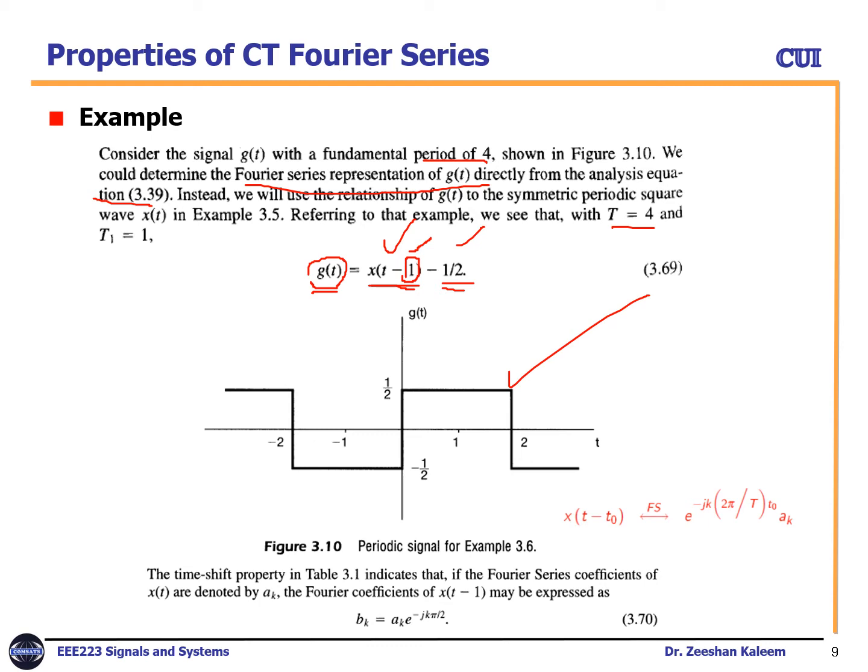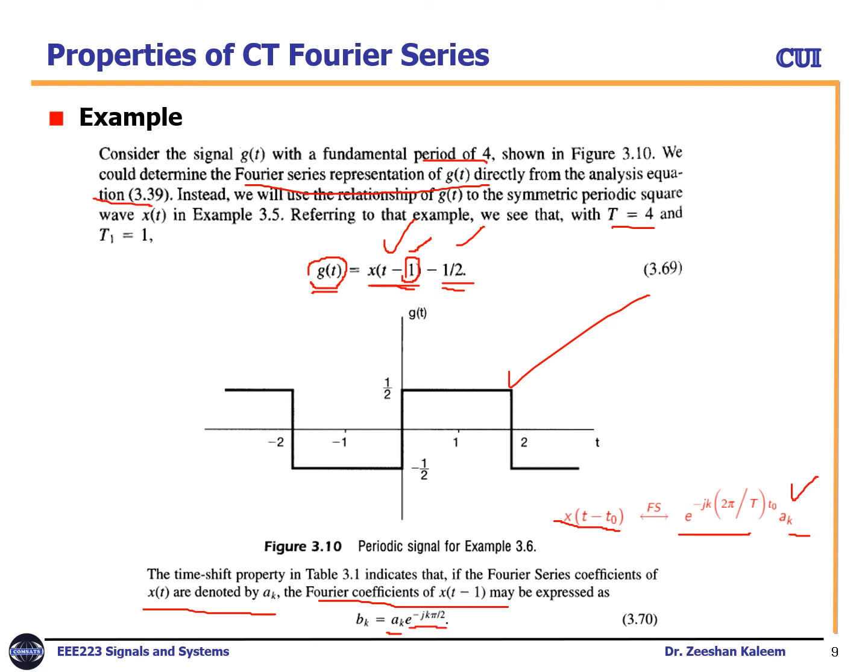First of all, this is the time shift property. If you shift the signal in the time domain, then when you take the Fourier series in the frequency domain, you will have the same Fourier series components, but there will be a phase shift. So if the Fourier coefficients of x(t) are denoted by a_k, the Fourier coefficients of x(t minus 1) may be expressed as b_k equal to a_k e^(minus jk pi/2).